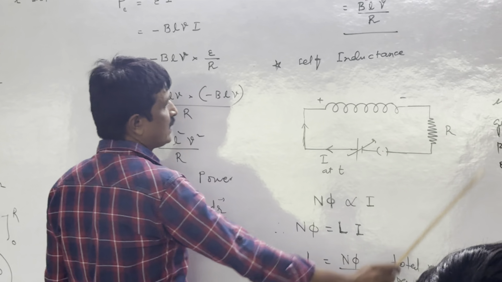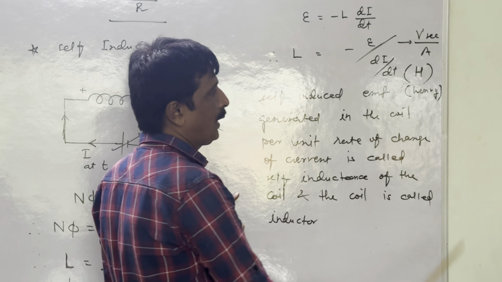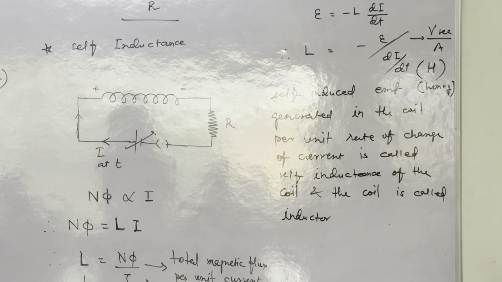And the definition from this term: the self-induced EMF generated in the coil per unit rate of change of current is called the self-inductance of the coil, and the coil is called an inductor. The unit for self-inductance is volt second per ampere. It is also called Henry.